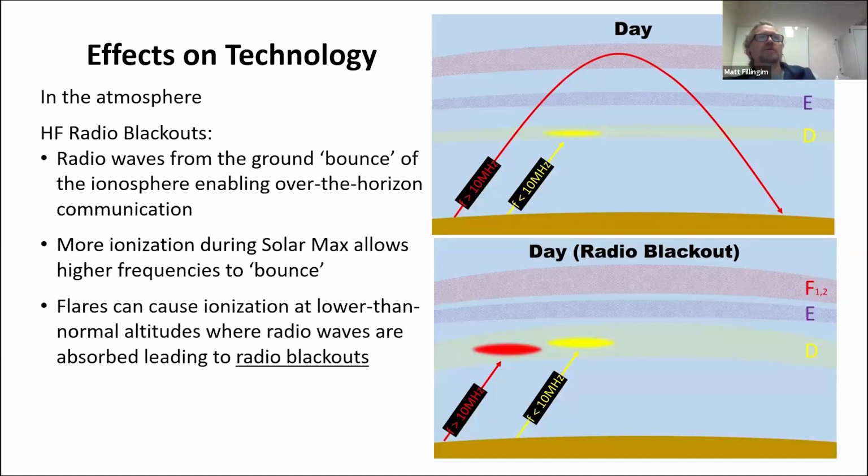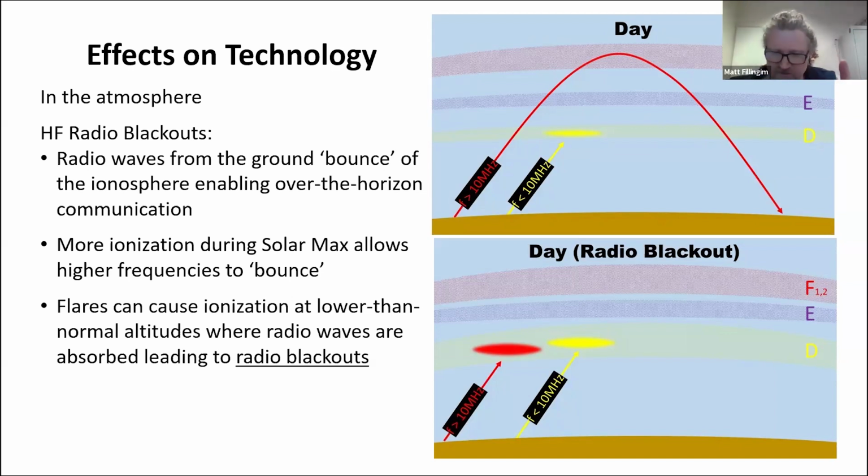Let's see, there's also what we call radio blackouts, so high frequency radio blackouts. Radio waves from the ground can bounce off the ionosphere. So basically, they're bent enough so they come back down. This enables over the horizon communication, very useful usually. And more ionization in the ionosphere during solar max allows higher frequencies to bounce. You can communicate at frequencies during solar max that you can't at solar min.